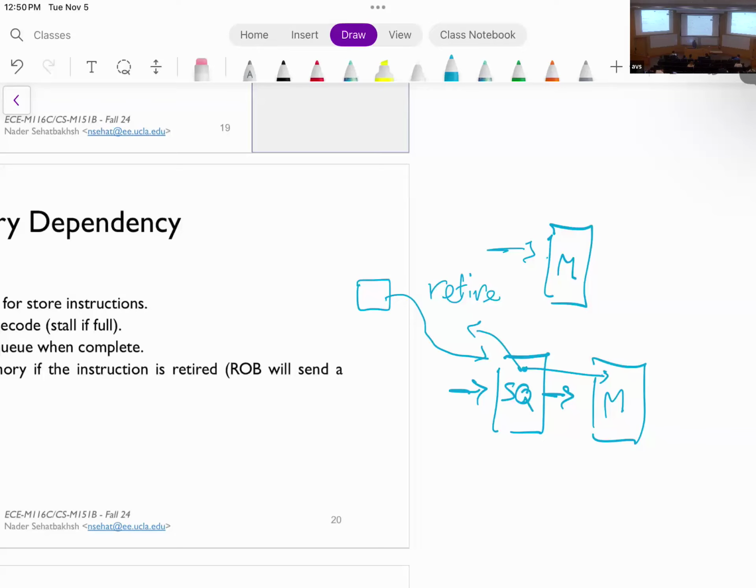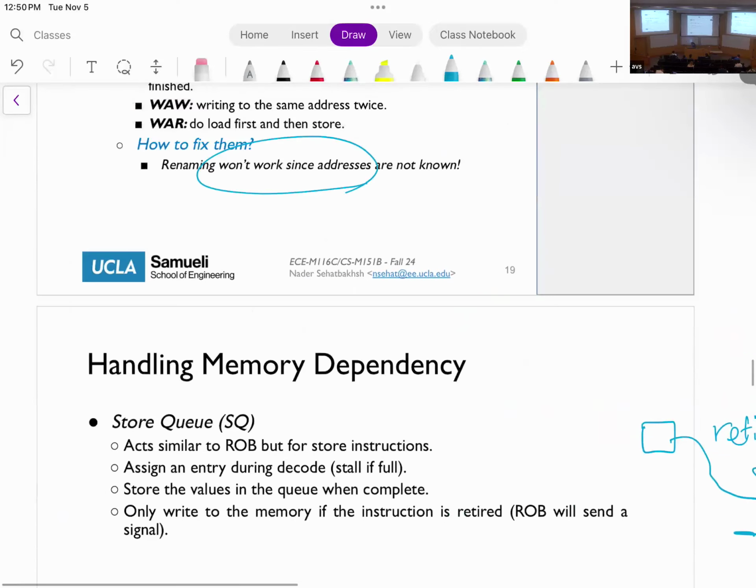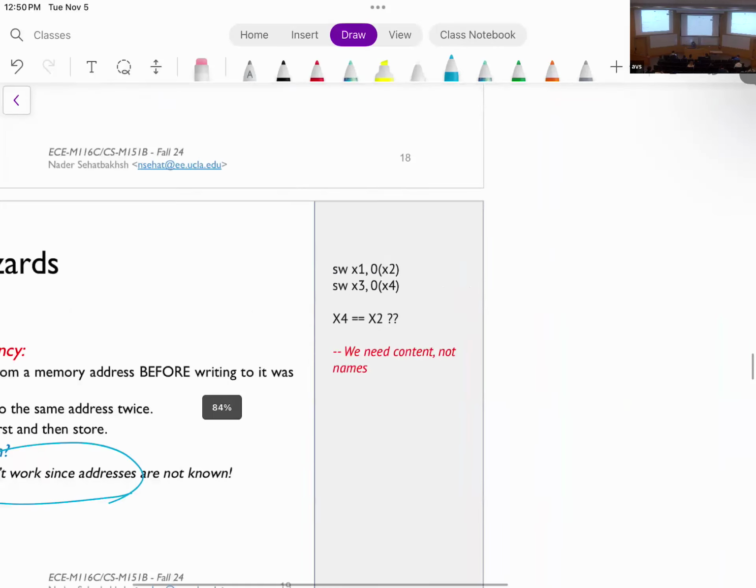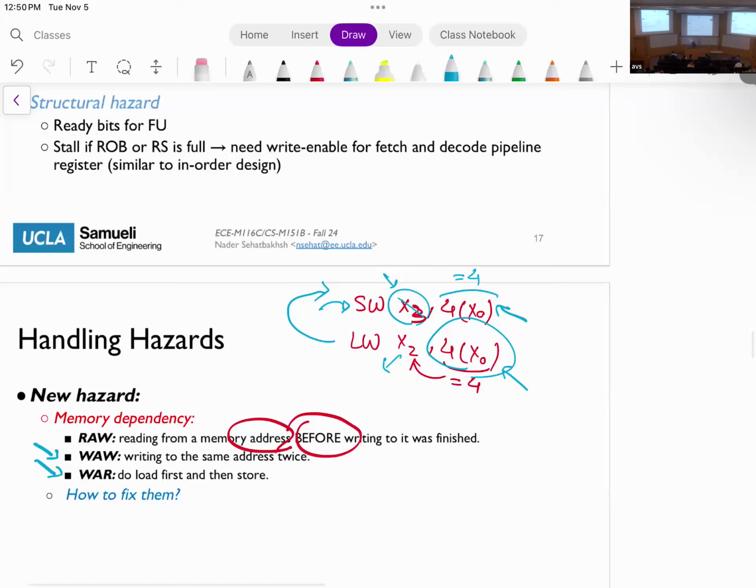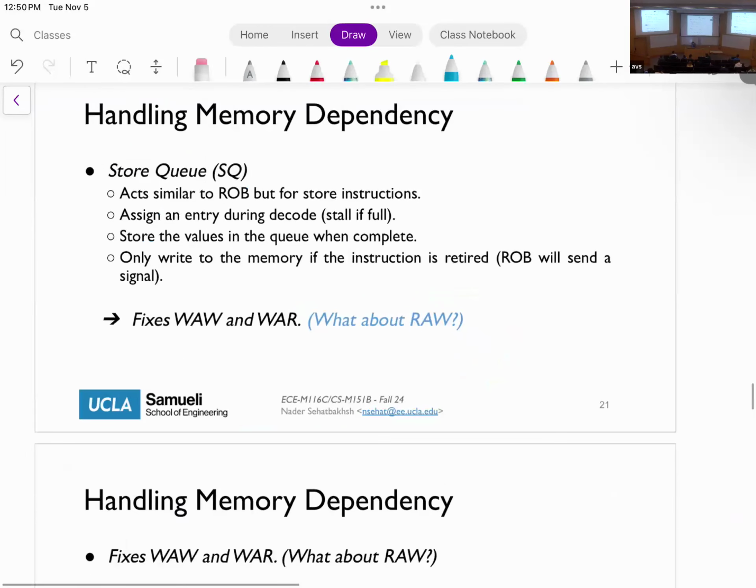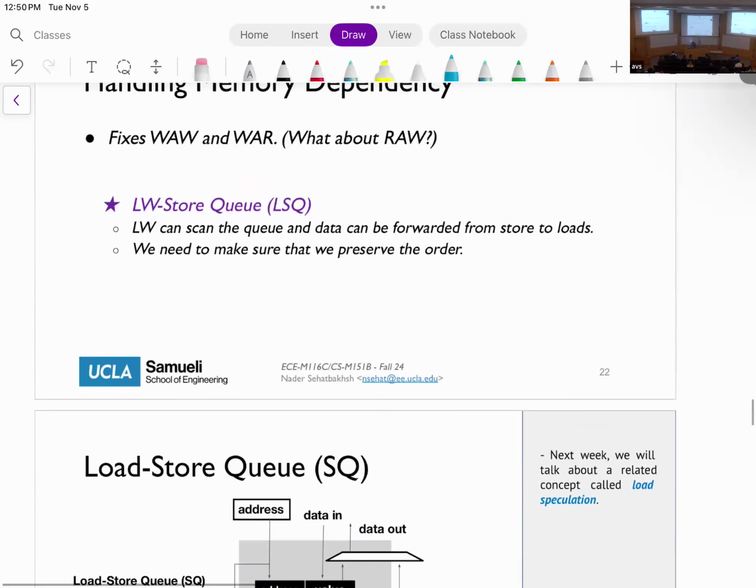So that will fix two of these three issues that I'm going to have. It's going to fix this write after write and write after read problem. It's not going to fix my read after write problem, because if I read the load before the store, I'm going to read an incorrect value. So how do I fix that? I'm going to fix that using the load store queue.